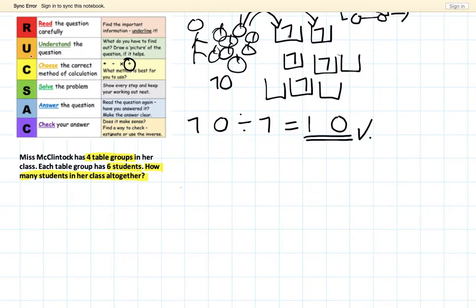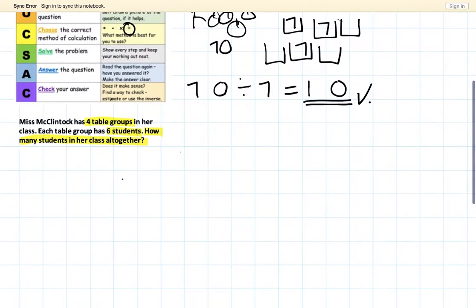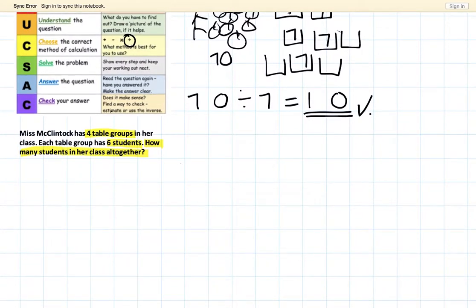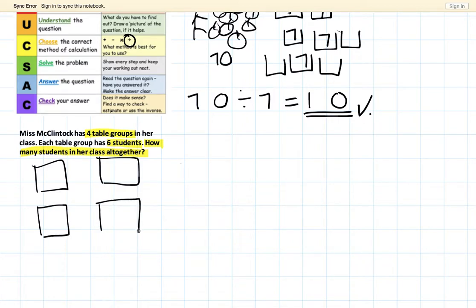Alright, next step is understand. What do I need to find out? Draw a picture of the question if it helps. So I'm going to draw a picture because that always helps me, I think. So 4 table groups. I'm going to draw 4 tables. Alright, Miss McClintock's class has 4 table groups. It's a little bit messy. Alright, and each table group has 6 students.